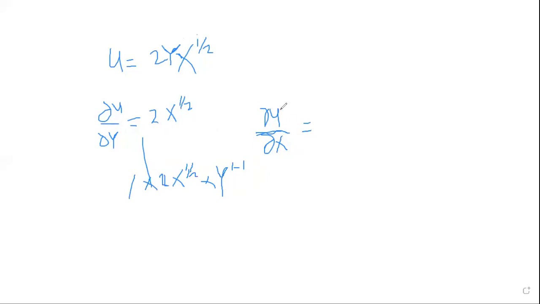And then when you are differentiating with respect to x, you assume that the y terms are constant. So it's going to be half times 2y, right, times x to the power half minus 1. Then you simplify. So this 2 is going to cancel, and it's going to be y x to the power minus half. That would be the answer for this one.